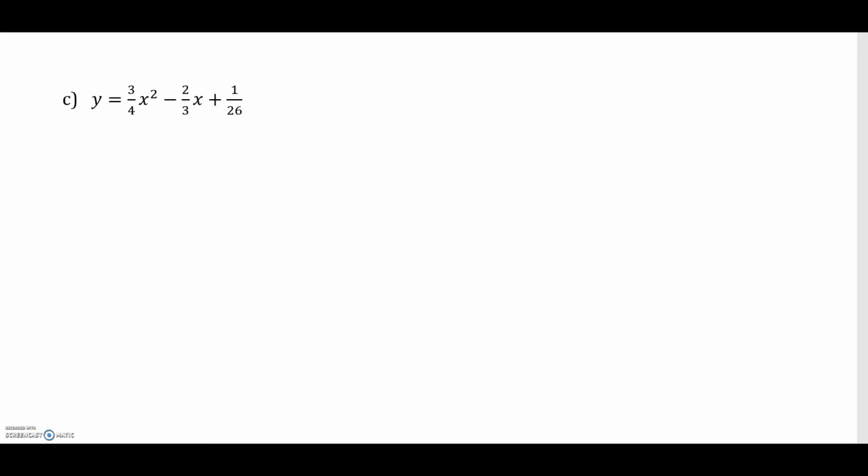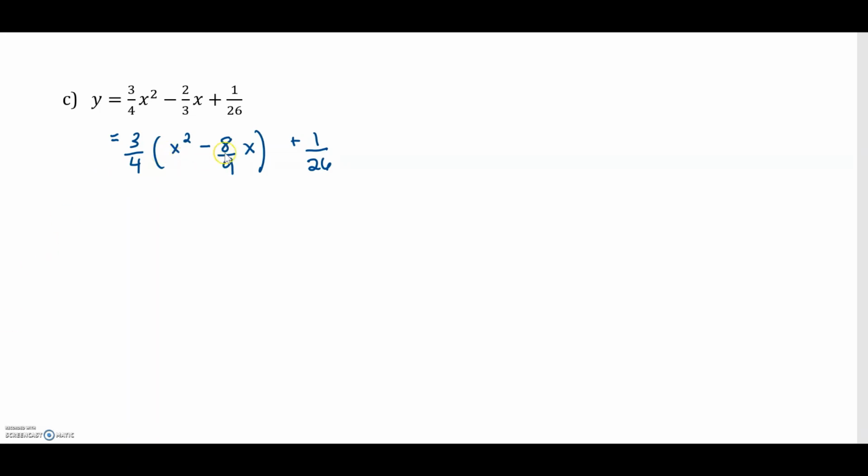Now in a third, slightly more complicated coefficient example, we're going to complete the square again. So first thing we do is we factor out that 3/4, and we get 3 over 4, and what is remaining is x squared minus 8 over 9x, plus 1 over 26 outside of the bracket. So we don't factor the 3/4 out of that constant.